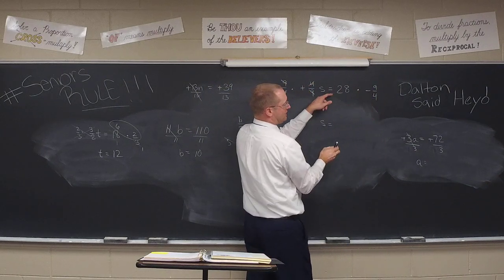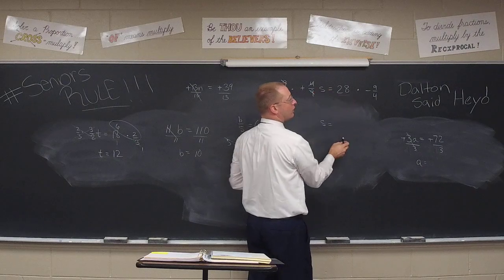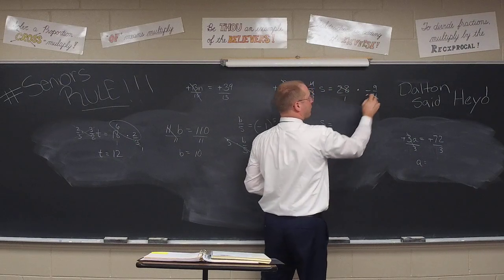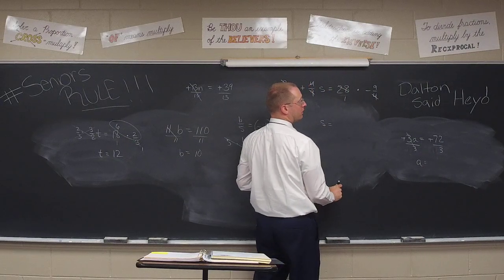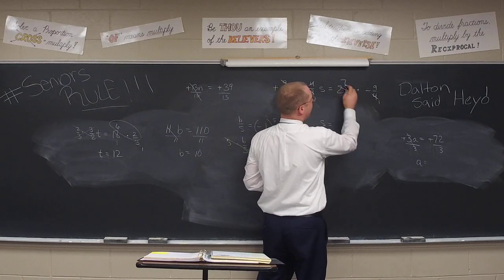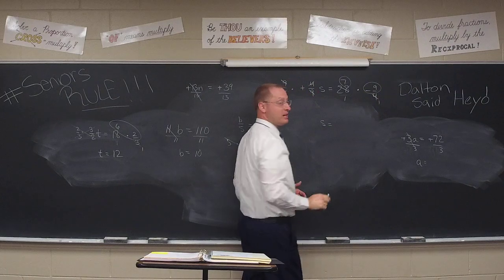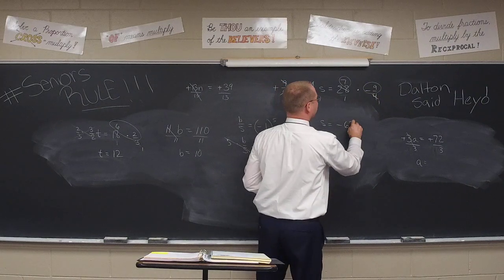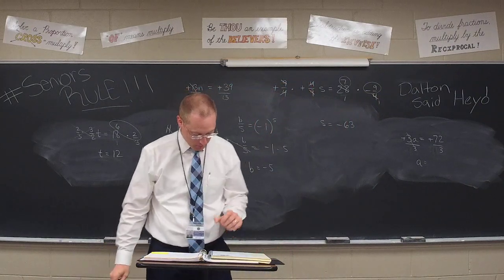Let's go ahead and put, Bryson, this 28 over 1, and that way the 28 and 4 cancel. And of course 1. And now 7 times negative 9. Negative 63. Negative 63 should have been our answer there.